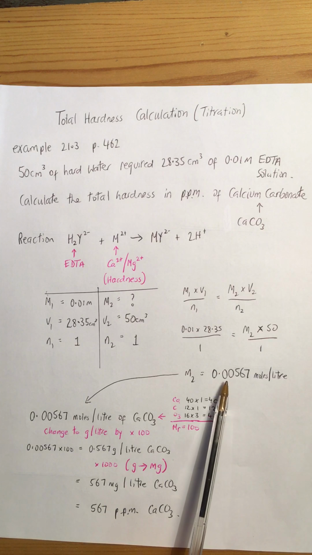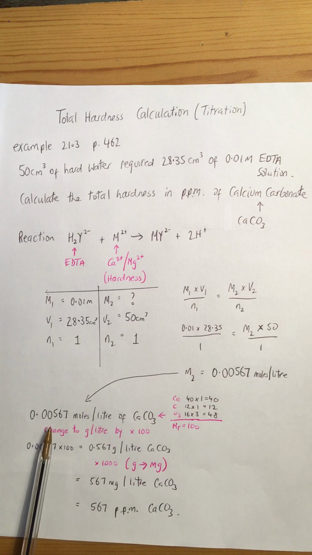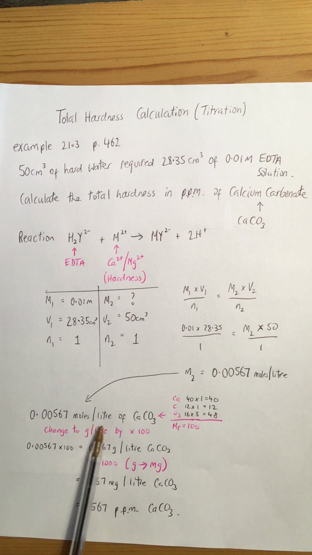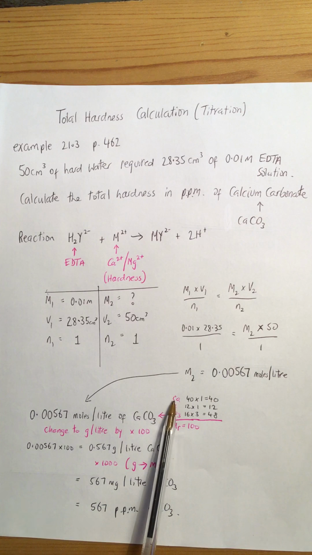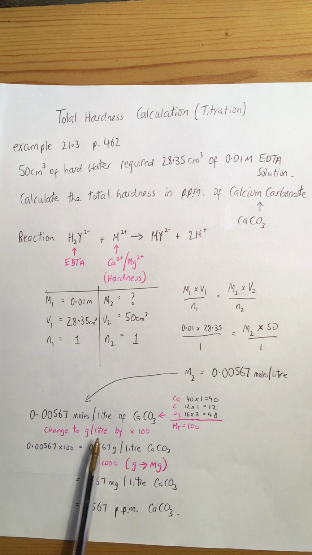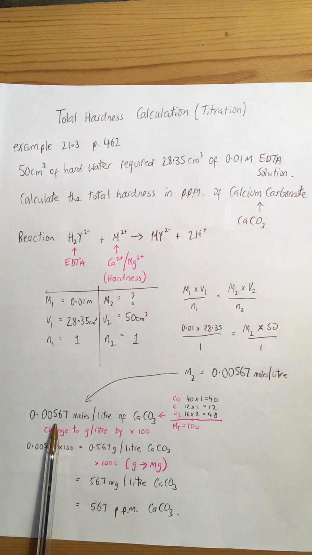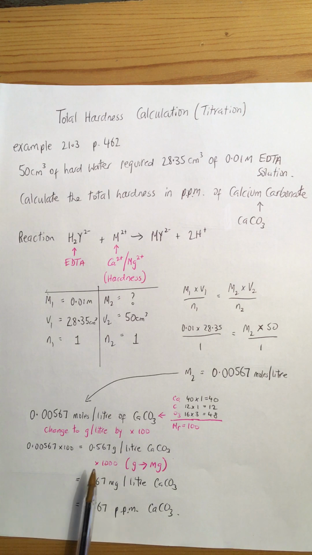Okay, now it has asked us to convert that into parts per million. So here's how you do it. Currently it's in moles per liter. We need to change that into grams per liter of calcium carbonate. The first thing we need to know is, well, 1 mole of calcium carbonate is 100 grams. As normal, CaCO3, 1 mole is 100 grams. So we need to multiply this answer by 100 to change this from moles per liter into grams per liter. When we do that, we get 0.567 grams per liter of calcium carbonate.